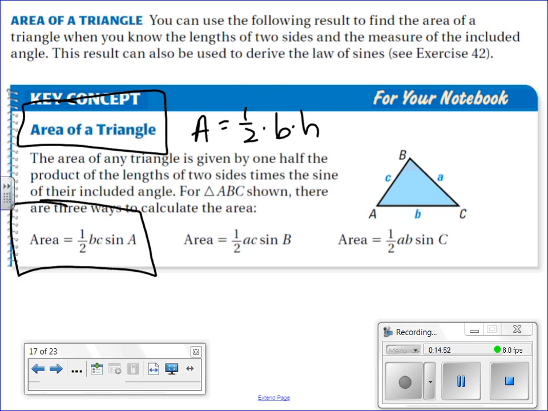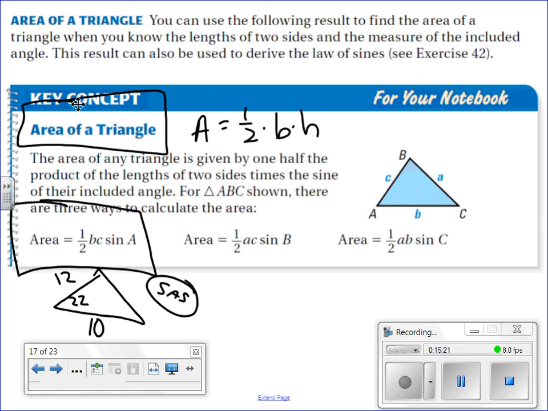So this is basically how it would work. If I would know this side and I would know this side, and I would know this angle sandwiched between, I would do 1/2 times 10 times 12 times sine 22. That's how it works. Make sense? So don't necessarily get confused with B's and C's and A's. Just understand side, angle sandwiched in between. So this would be a side angle side concept, in other words.